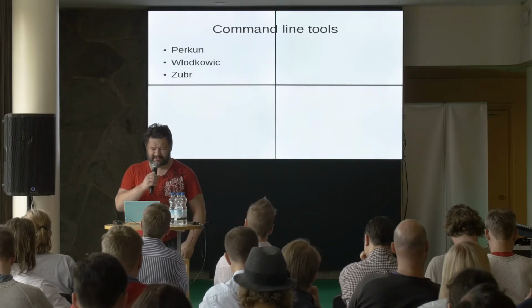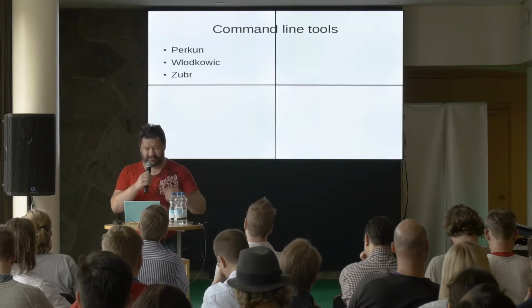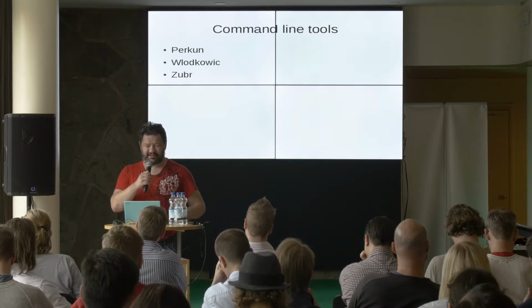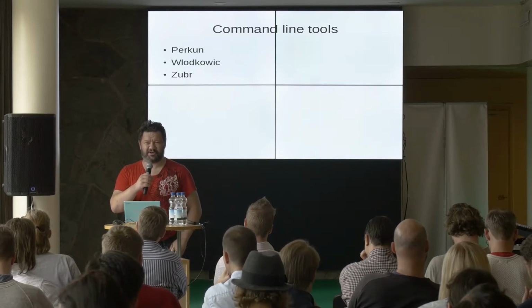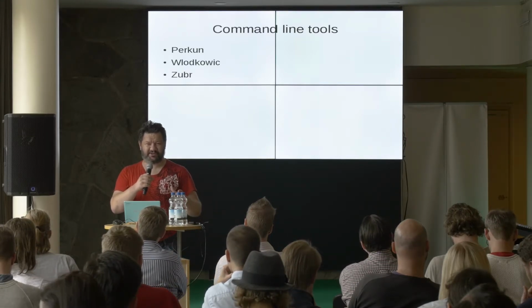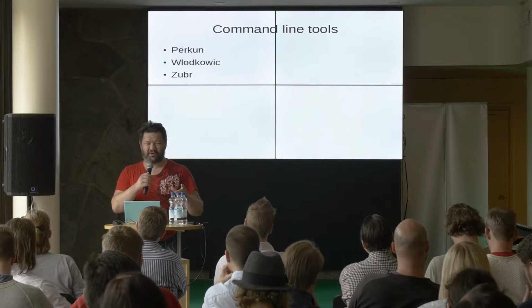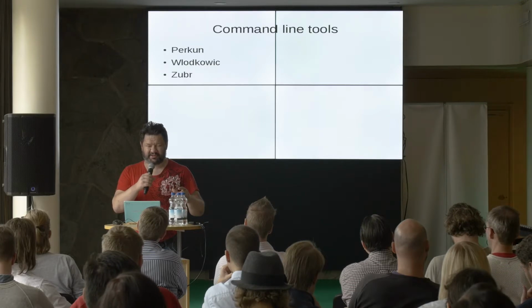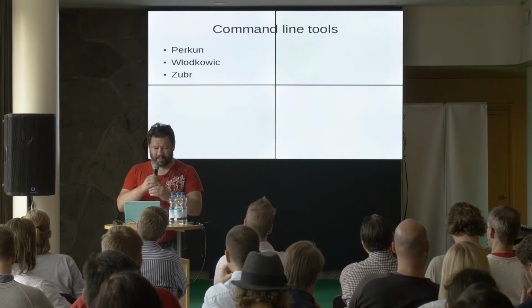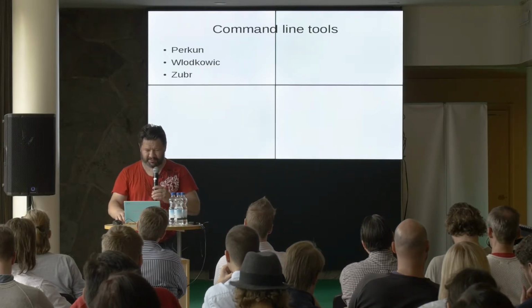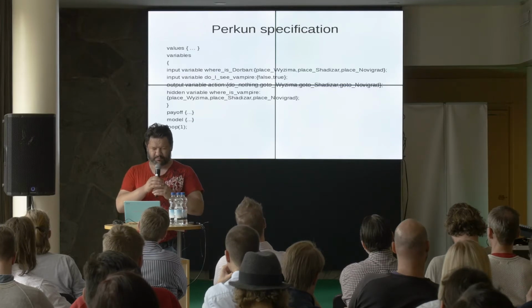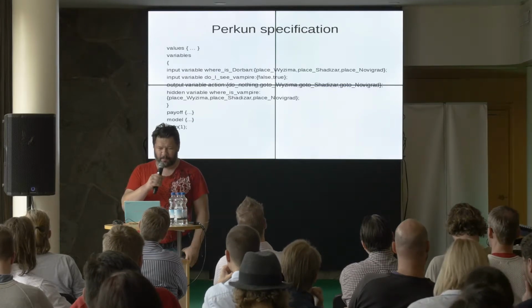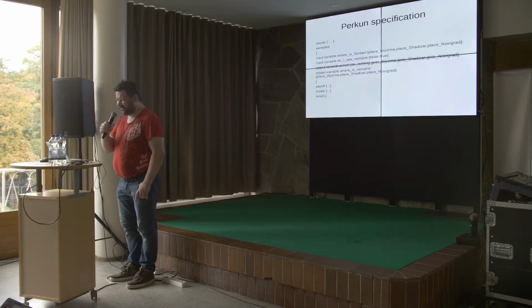And Żubr is something that you can use to generate. It is like Bison, if you know the parser generator, but it doesn't generate a parser. It generates an optimizer, a class, and it is not generating anything in C, but in Java. But I will not talk about Żubr anymore. Perkun specification.